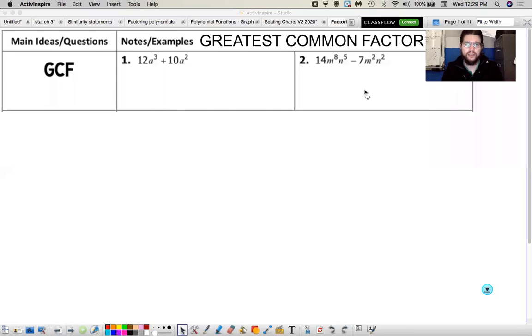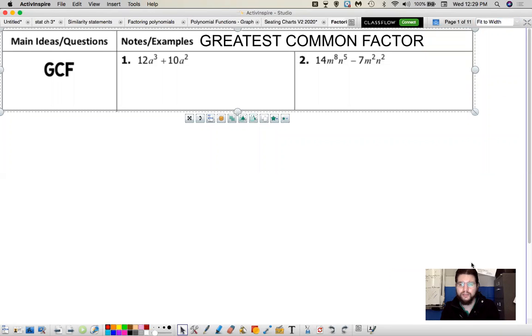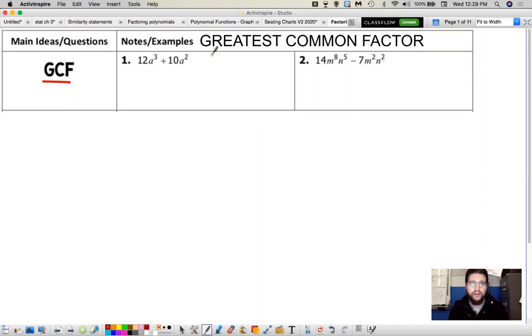All right, guys, today we're talking about factoring. So we did the basics earlier in the year whenever we were factoring quadratics. Same principles apply to any polynomial. First step is always going to be GCF, greatest common factor. Find what that is, take it out first.